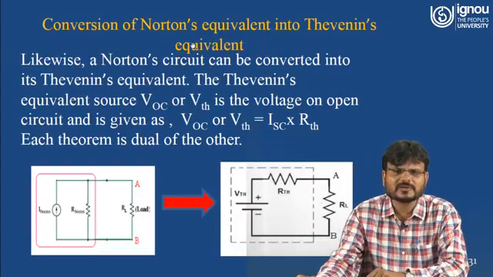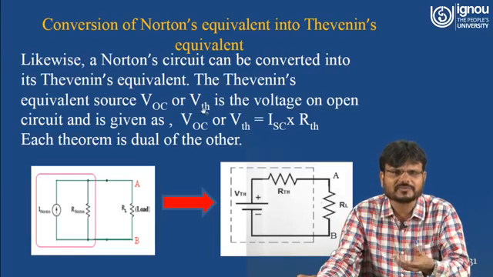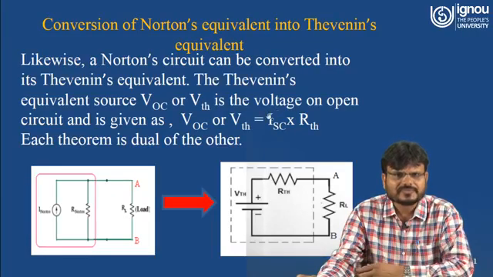Next is conversion of Norton equivalent into Thevenin equivalent. Likewise, a Norton circuit can be converted into its Thevenin equivalent. The Thevenin equivalent source VOC or VTH, because VTH is what? VTH is nothing but the open circuit voltage across the two terminals, given as VOC or VTH, is equal to ISC multiplied by RTH or RN. Then you will be able to find the Thevenin voltage.